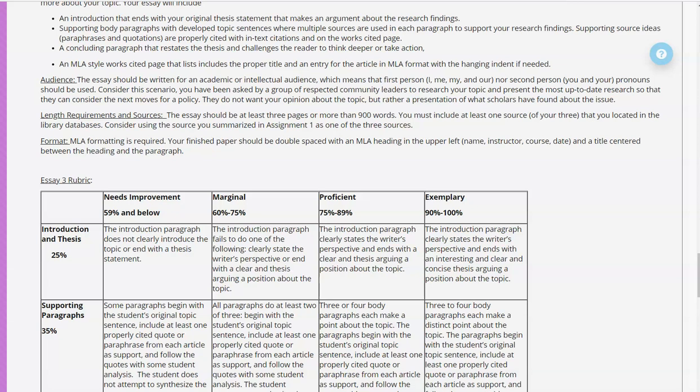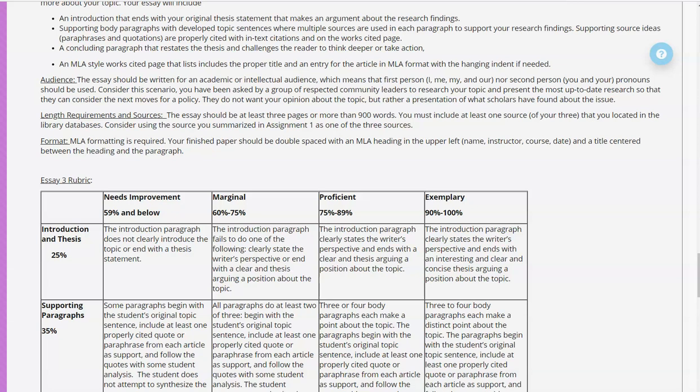Consider this scenario. You've been asked by a group of respected community leaders to research a topic and present the most up-to-date research so that they can consider next moves for a policy. They don't want your opinion about the topic, but a presentation about what scholars have found about the issue. So you want to be thinking in terms of, I'm taking in this information and I'm summarizing the information for others.